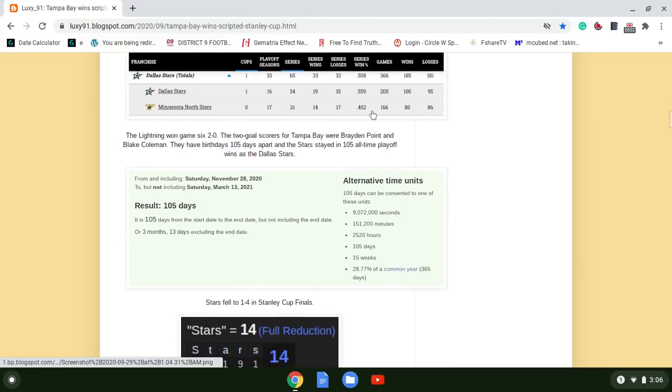So, notice how the Dallas Stars now have 105 wins and 95 losses. 95, that's a big Jesuit number. The Jesuits were created in order to counter the 95 theses.